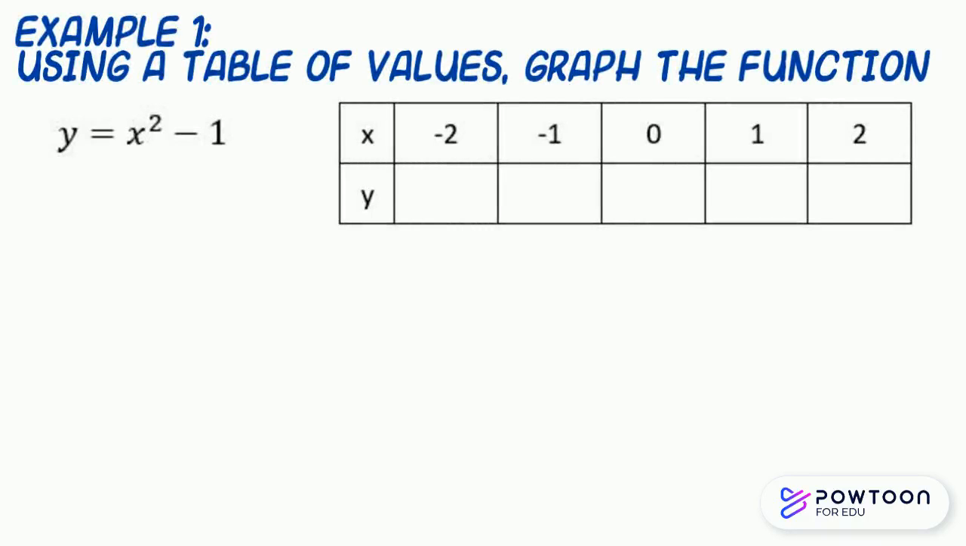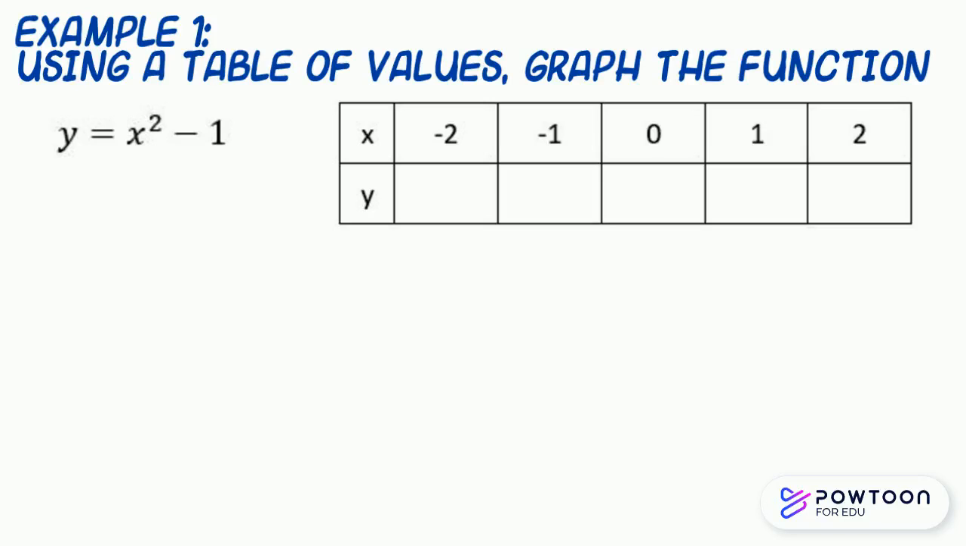Let's get started on our first example. We're going to graph y equals x squared minus 1. I know that this is a quadratic function because it has that x squared value and there isn't any other index number that's larger than 2. Then from here, I see this table with values for x from -2 to 2. I'm going to be substituting those values in to solve for y.